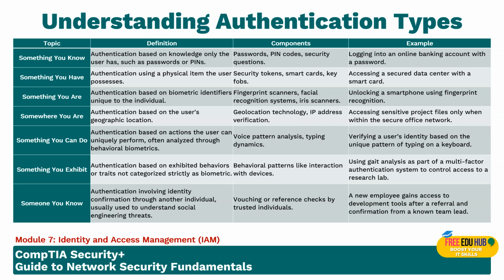So the components of it could be the password, PIN code, or a security question. So an example could be logging into an online bank account with a password that you know or which is there in your mind. Then we have something you have. It's an authentication using a physical item the user possesses, for example, a security token or a smart card or a key fob. Accessing a secure data center with a smart card could be an example of it, but usually it is a smart card or a security token that you possess in order to authenticate to that device.